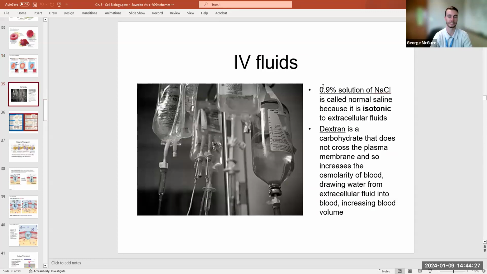And so IV fluids have a 0.9% solution of sodium chloride. This is just table salt. Sodium and chlorine are extremely common ions in our bodies and in our blood at this specific concentration. So a 0.9% solution of sodium chloride to water is considered isotonic. That should be the exact same concentration as the blood that is traveling through the circulatory system.